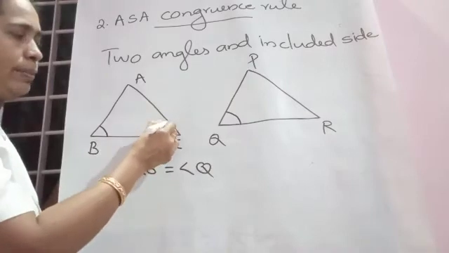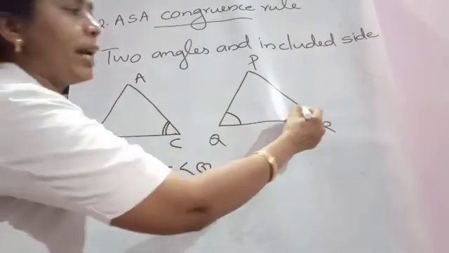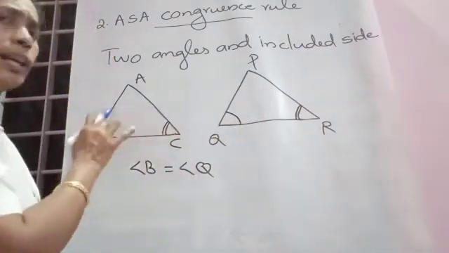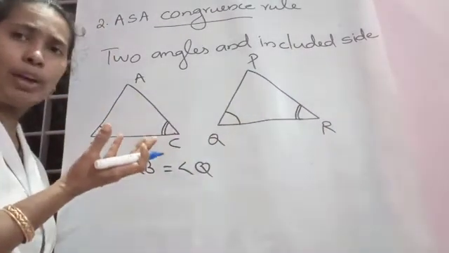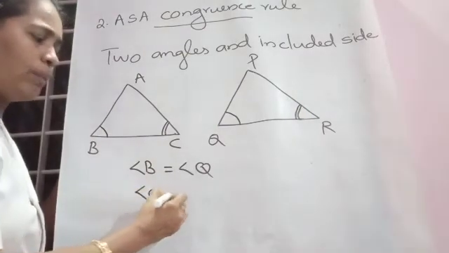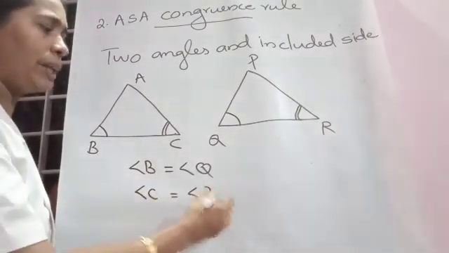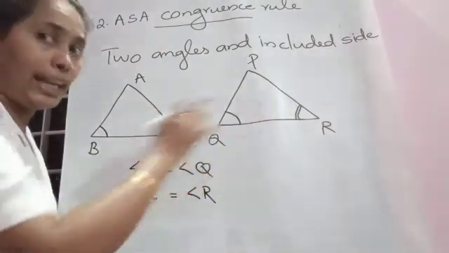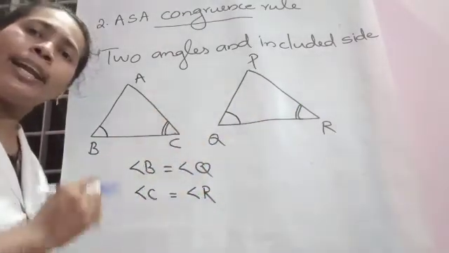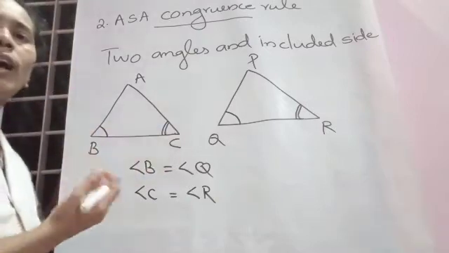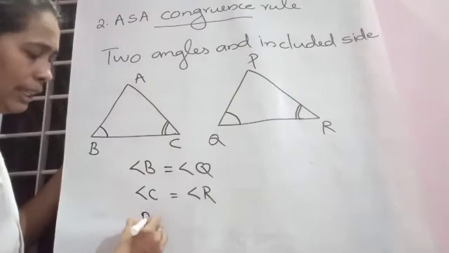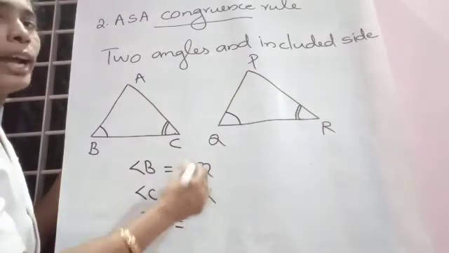So C. C teacher is representing by double lines. Why? Their angle measurements may not be equal, isn't it? So we can consider another pair. So in order to form the second pair, we can represent them using double lines. C equal to R. So what is the side in between B and C? BC is the only side. So BC equal to which side of angle Q, angle R?